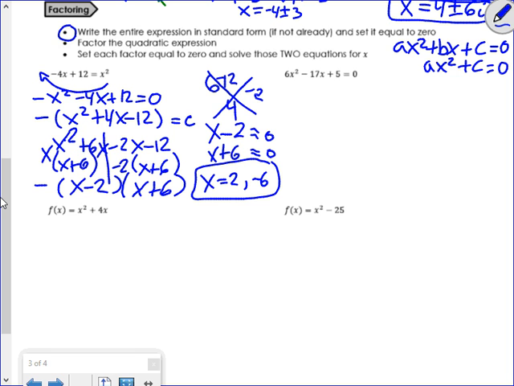I do want you to get in the habit of writing it, because if I ask you to factor, I want to make sure you don't leave that off. So it's a good habit to write it, but it's not needed in order to solve, is what I'm saying.